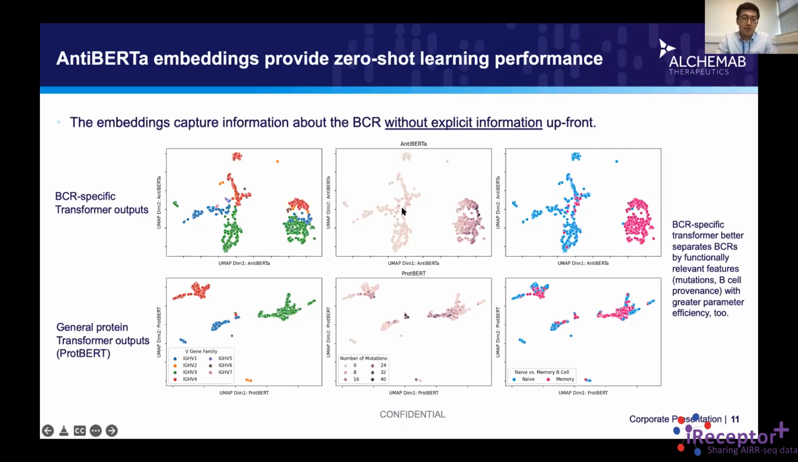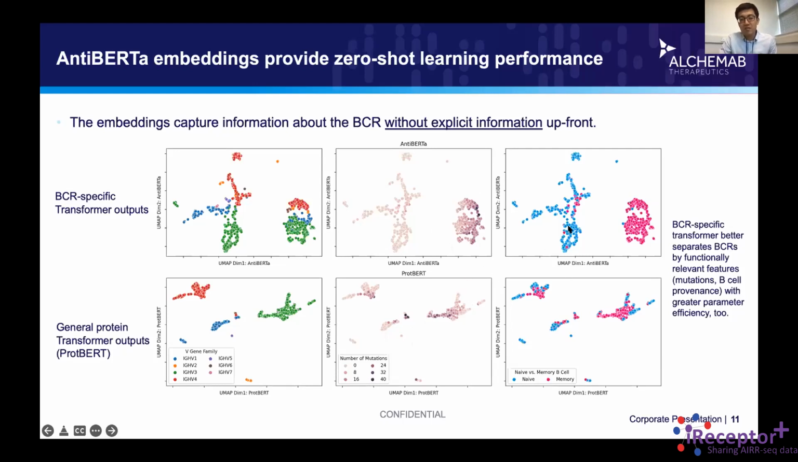Next, we colored the points by the number of mutations in the BCR sequence. Again, we don't tell the transformer model that this BCR has, say, 20 mutations and this one has 10. But even then, it kind of magically works out that the BCRs on the left-hand side of the plot look less mutated than the ones on the right. We can see some separation in the BCR-specific transformer compared to the general protein one. In the BCR-specific one, you can clearly see a directionality from left to right, with more and more mutated sequences, whereas with AntiBERT, it's not entirely clear that that's the case.